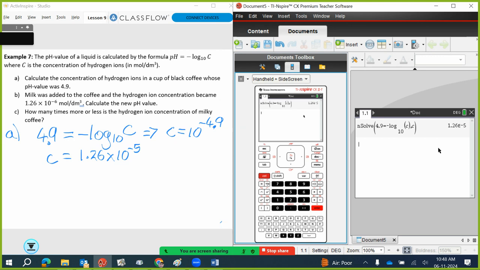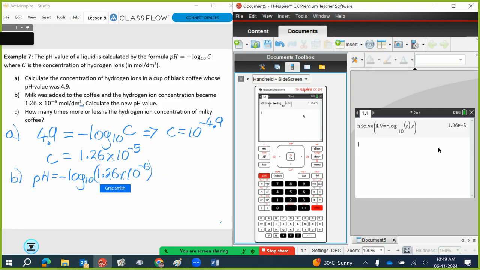And that will allow you to get the same answer. Okay, B is a little bit easier. In case of B, we're just putting the number in to find the pH value. So the pH is equal to minus log, in base 10, of (1.26 times 10 to the minus 6). Put a little bracket around there.